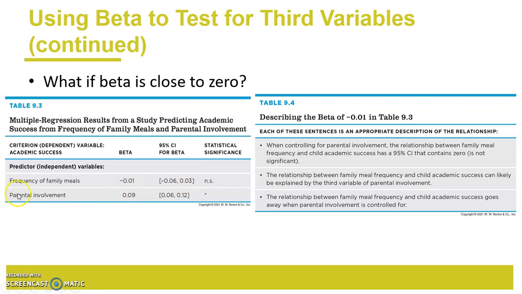This is from a study looking to see if academic success can be predicted from the frequency of having meals together as a family. When you add this variable into the model and control for parental involvement, this becomes non-significant. So basically that's the third variable that really explains it all. It doesn't exactly have to do with having family meals. It's really the parental involvement that's important.